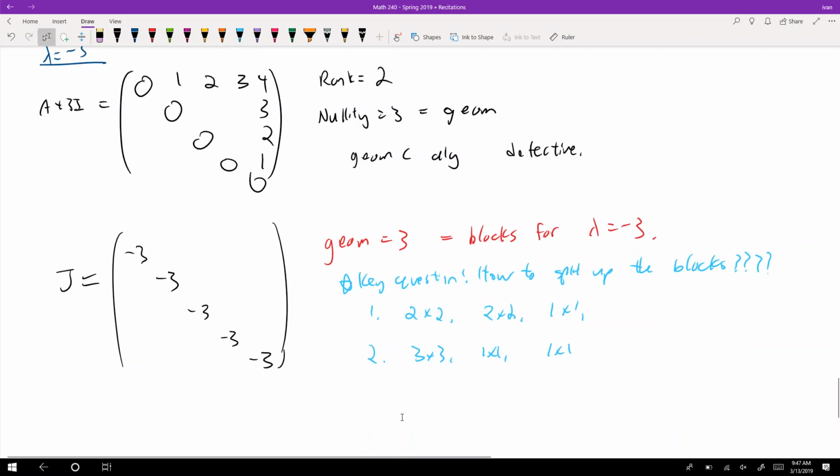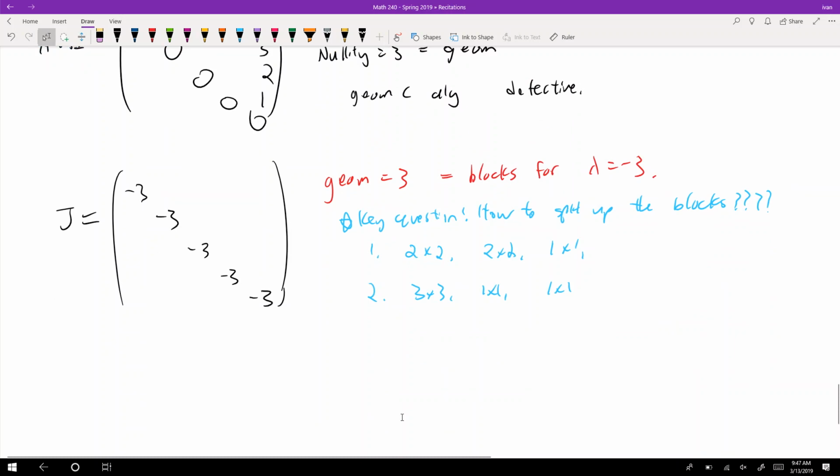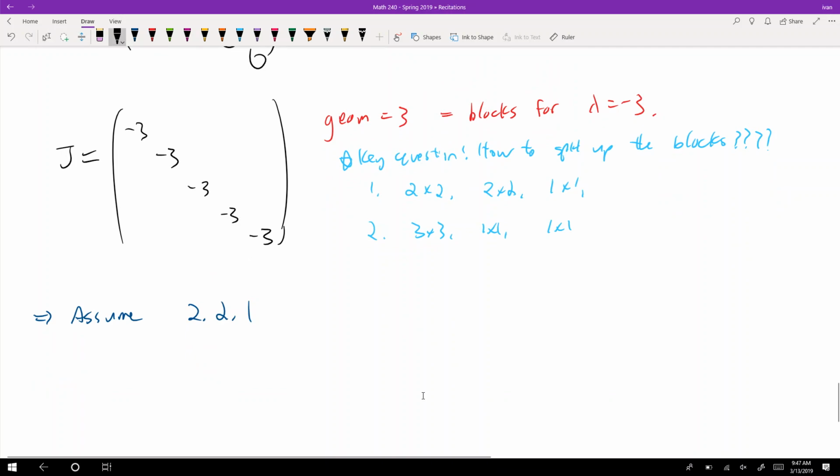Okay, so now the idea is, how in the world do we figure out which one is which? So there's really no good way to do it. You just have to guess one of them and hope it works. So assume that it's a 2-2-1 split. All right. So what do I need to do? Well, what's the power of my blocks? Well, the highest power is 2.